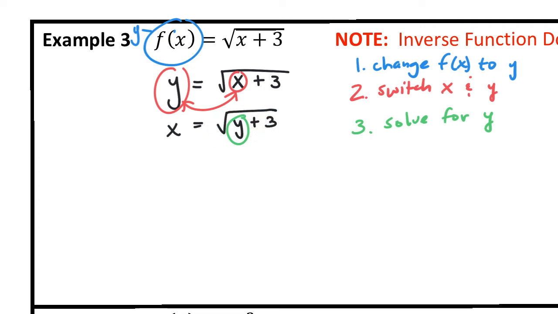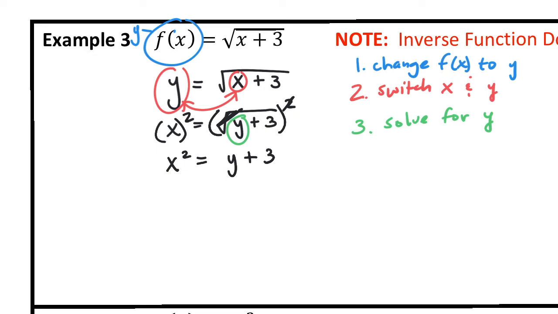the square roots. So what's the opposite operation of the square root? Well, the opposite is to put a squared on both sides. So I'm going to have x squared equals, this square on the right is going to cancel with the square root. So it's going to leave me with y plus 3.